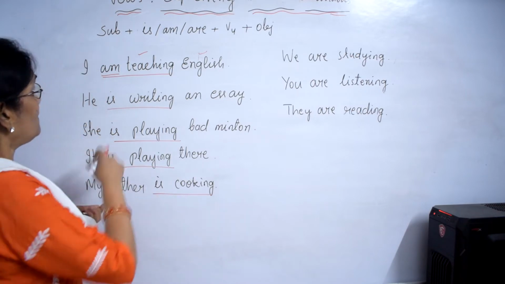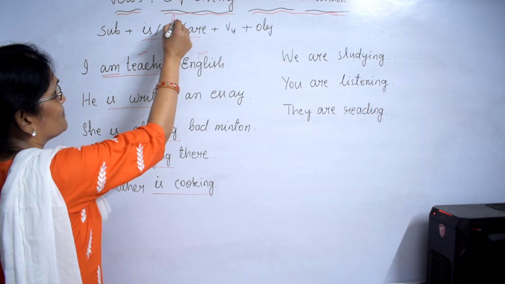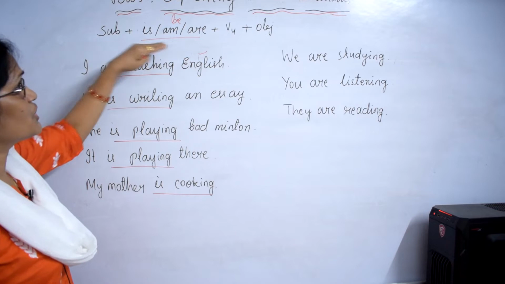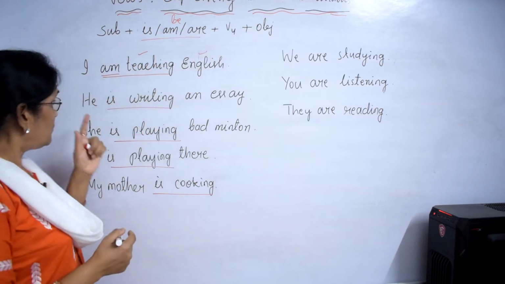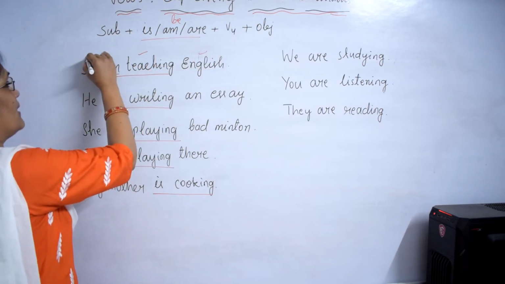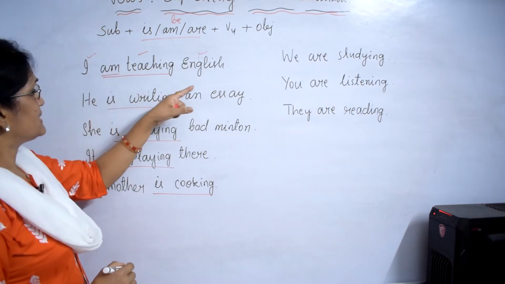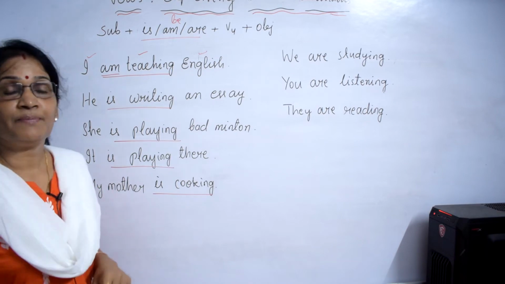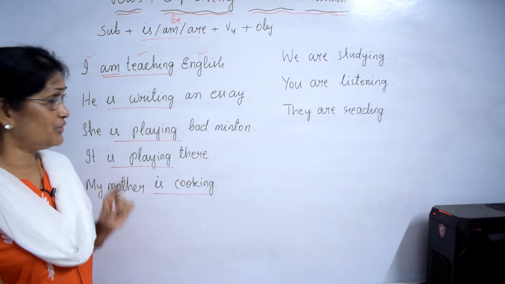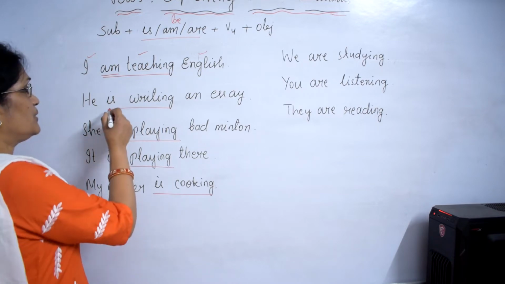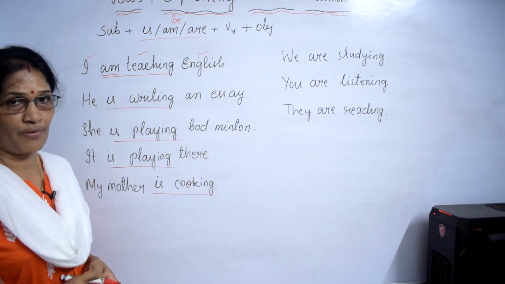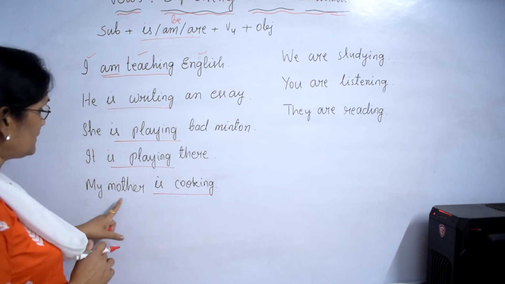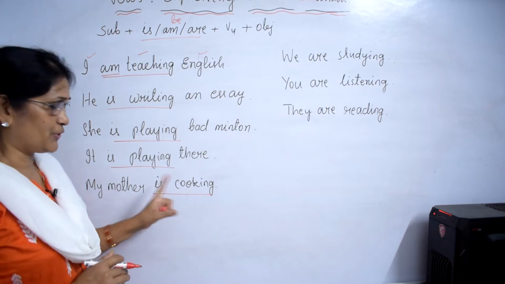Am, is, are, be verbs plus ing form of verb plus object. This is the structure of present continuous. We use am with I only. I am teaching. We use is with he, she, it. That means third person singular pronouns. With third person singular pronouns we use is, then the ing form of a verb. And also with all kinds of singular subjects. So my mother, third person singular, is cooking.